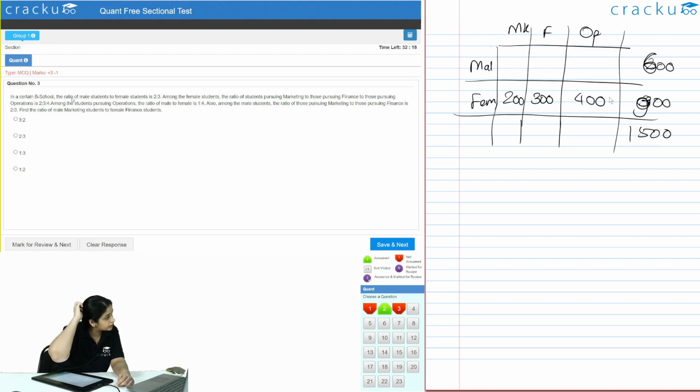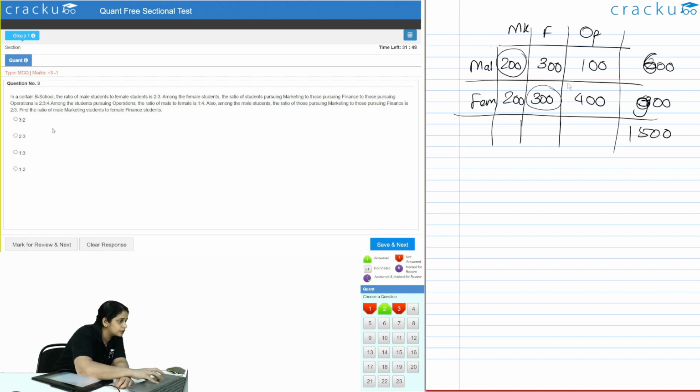So then I get 900, and among students pursuing operations, the ratio of male to female is 1:4. So this is 1:4, this is 100. Among those marketing to those pursuing finance is 2:3. So this is anyway 500, so this would be 200 and this is 300. Find the ratio of male marketing students to female finance students. It is 2:3. So the answer is option B, 2:3.